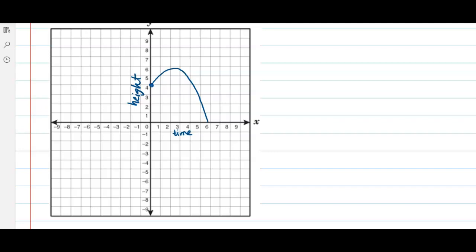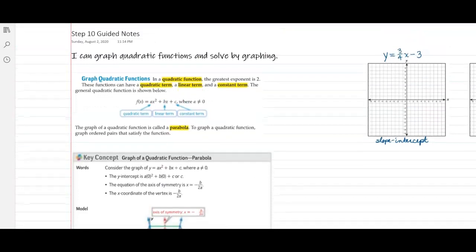If I throw the ball from a height of 4 feet, the ball could go up for a while, and eventually it will come back down and hit the ground. Because we have scenarios like this in life, we can't just model everything with lines. We're going to need quadratics.